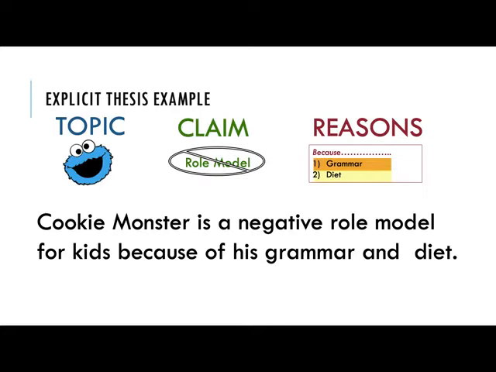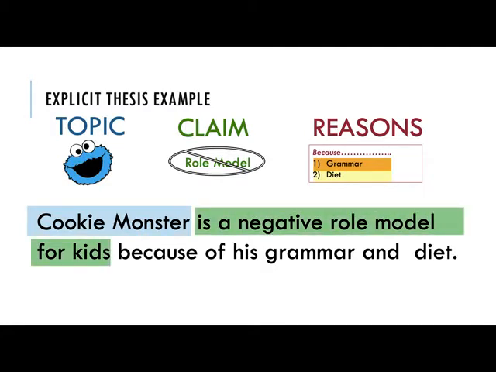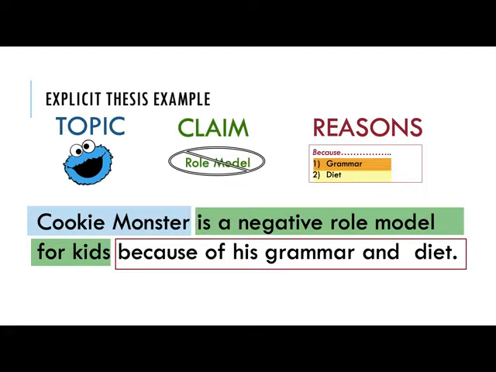So in this instance, when we look at this thesis statement, we see our topic, Cookie Monster. Then we see our claim is a negative role model for kids. That's a claim of value, is it not? Because we're saying that he's negative. And then we have our reasons clause. Notice it's a because clause. And in this case, we have multiple reasons. First, his grammar is bad. And second, his diet is bad.